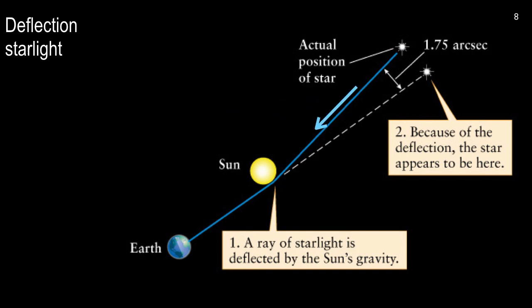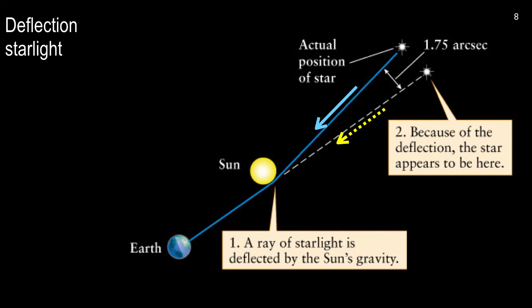Now, normally, if there were no sun there, that ray would buzz right past the Earth. But because the sun is there, it changes its direction, and it appears to be coming from this direction. All right? So, true and apparent positions.